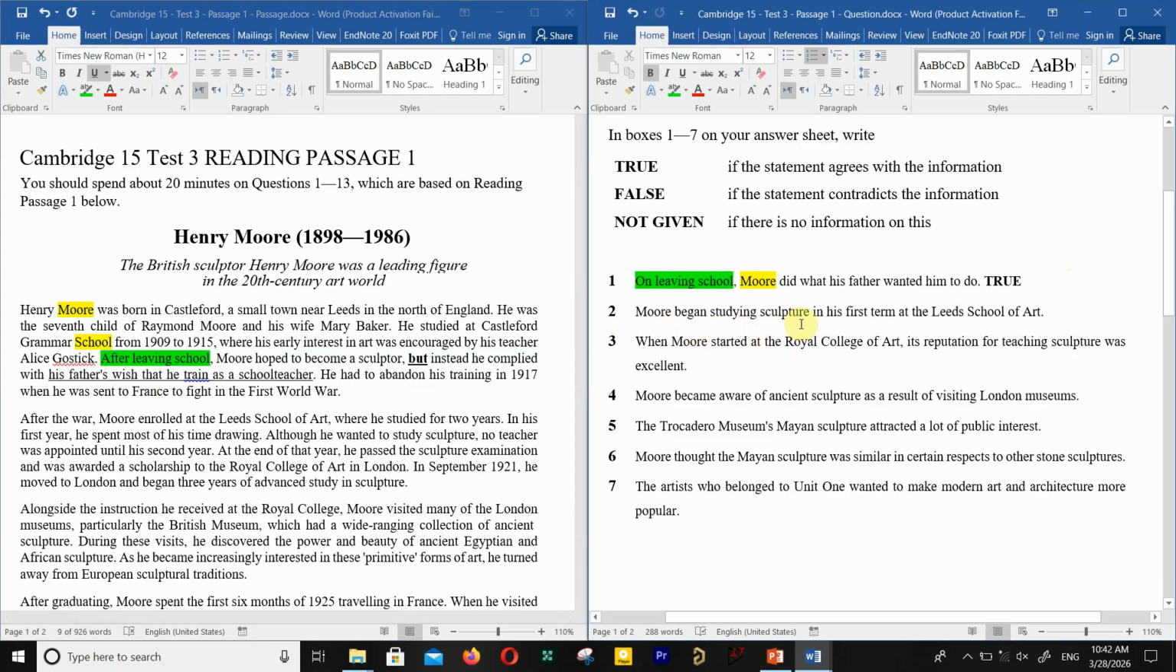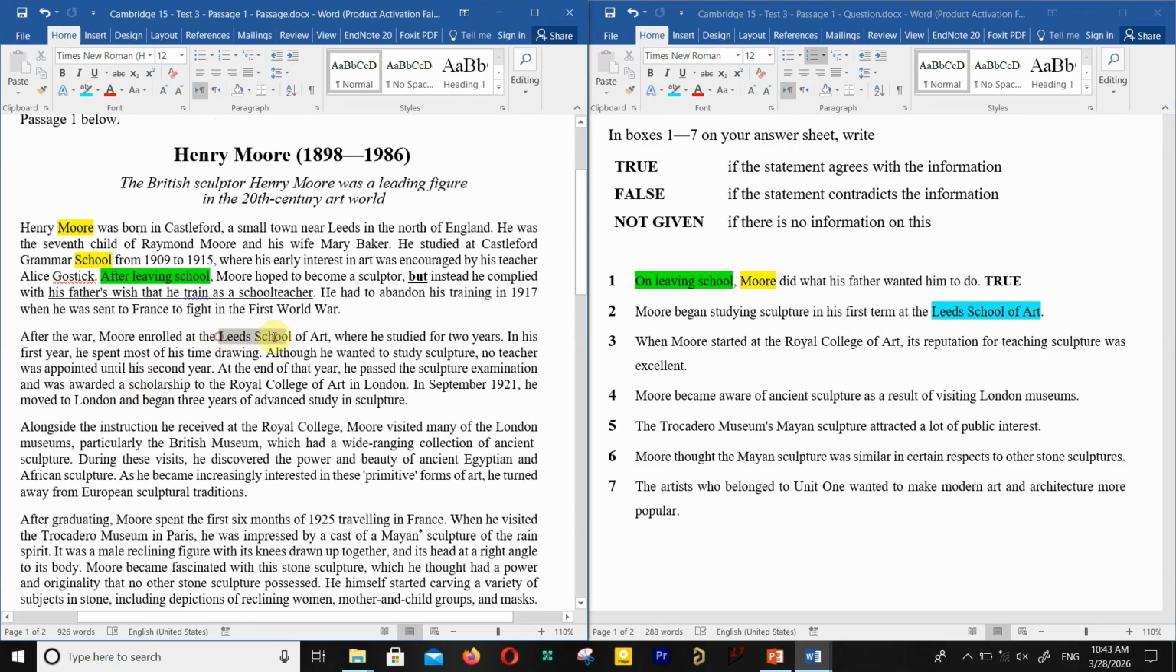Moore began studying sculpture in his first term at the Leeds School of Art. This Leeds School of Art is the first thing that you're going to look for in capital letters. Leeds, this is it, Leeds School of Art. So the answer lies in this paragraph.